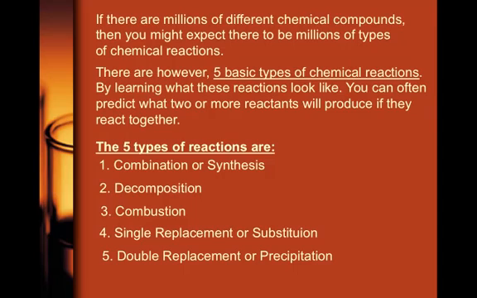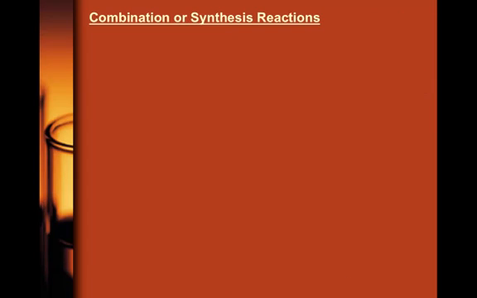I need you to know all of the different ways to call them. So even though there's 5 types, there's 8 possible names there. So combination, this is the same thing as synthesis. Single replacement, the same thing as substitution. And double replacement is sometimes called precipitation. And actually, even I could give you more, because sometimes the words replacement are called displacement. So you could even say single displacement or double displacement. Okay, so 5 types, several possible names for those 5 types. All right, we'll look at them individually.